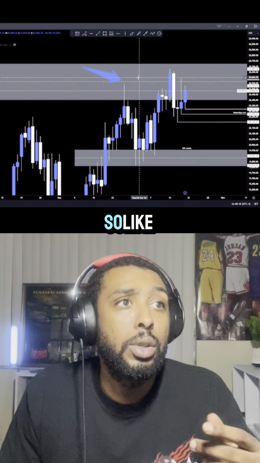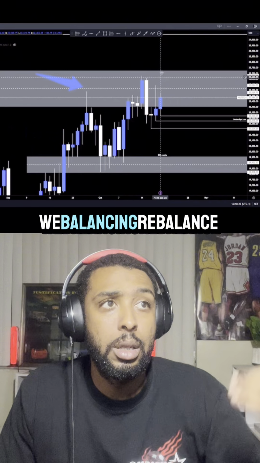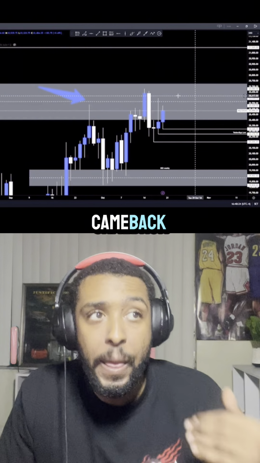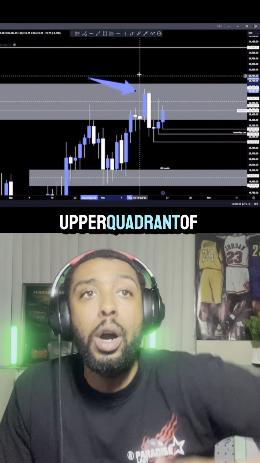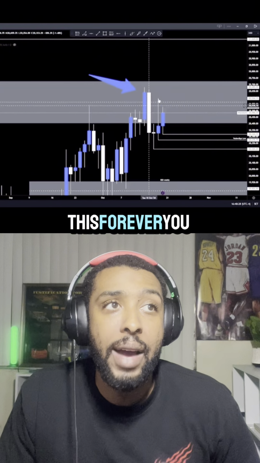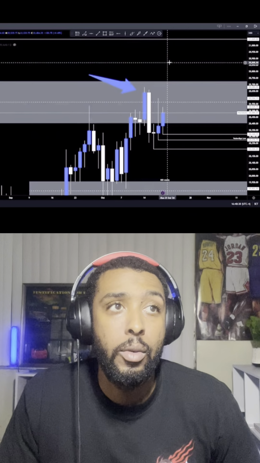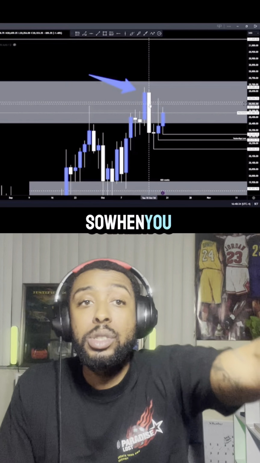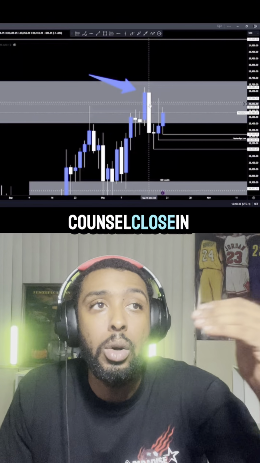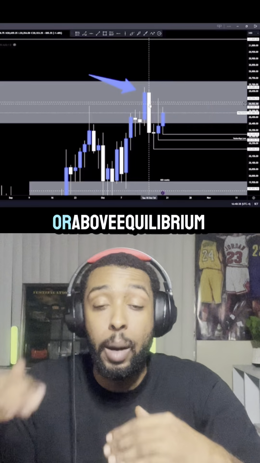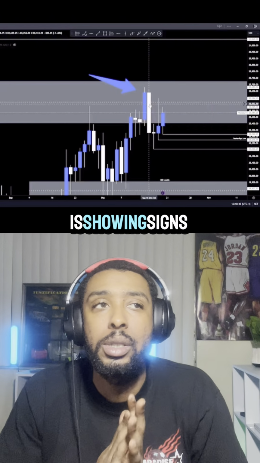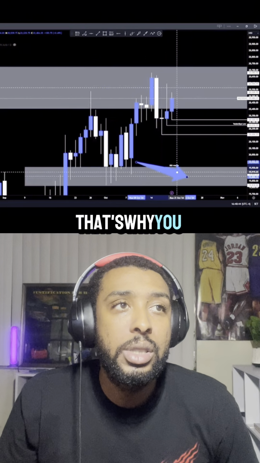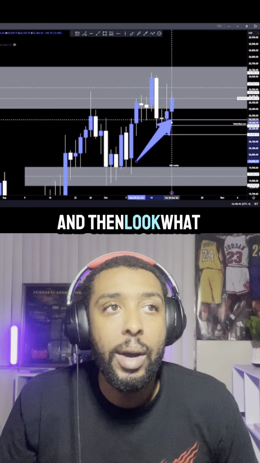So, like I said, like you see what it's doing, it's rebalancing. Now look what it did. Now it came back and it traded back into the upper quadrant of this fair value gap. Right? Now it's trading in the upper quadrant of the fair value gap, showing signs that, so when you see that it's closing, when you see a candlestick close in the upper quadrant of fair value gaps or above equilibrium, it's showing signs that it wants to continue to go higher. Right? So that's why you see that it closed above, and then look what happened.